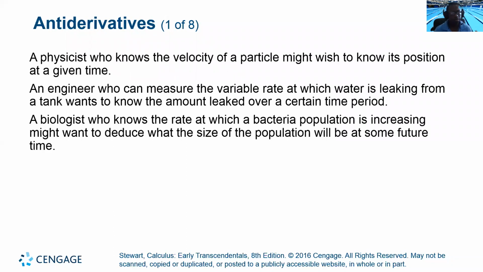All right, so where do we have these antiderivatives? It's very important. A physicist who knows the velocity of a particle might wish to know its position at a given time. Can we apply it in engineering? An engineer who can measure the variable rate at which water is leaking from a tank wants to know the amount leaked over a certain period of time.